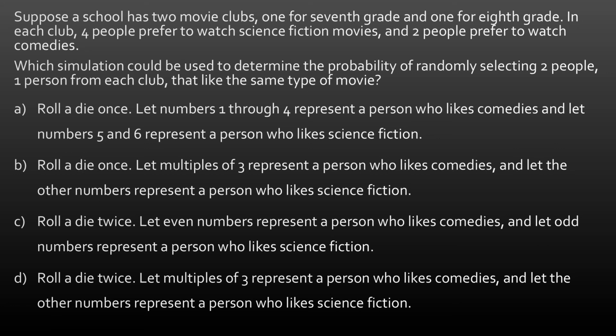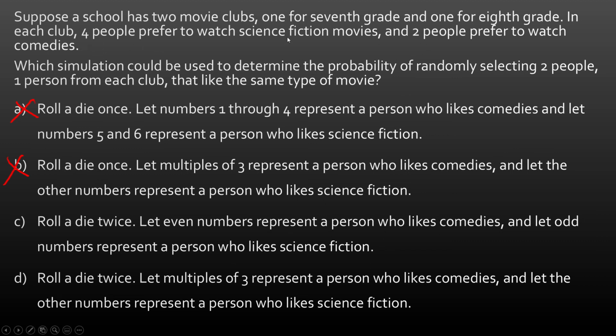Okay, so again, we are selecting 2 people, which means these options where I'm rolling a dice once are out right away because I'm selecting 2 people. That means I need to do 2 different experiments. So let's read these carefully.